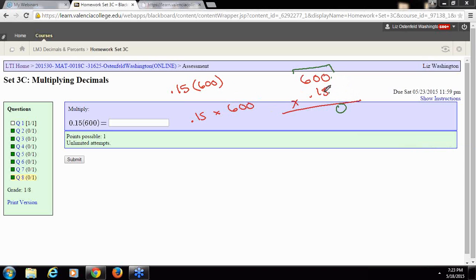And I'm just going to go through. 5 times 0 is 0. 5 times 0 is 0. 5 times 6 is 30. 1 times 0 is 0. Don't forget to indent. 1 times 0 is 0. And 1 times 6 is 6. So I get 0, 0, 0, 3, 6. And I have 2 decimal places. So my final answer is going to be 630. Any questions about that?